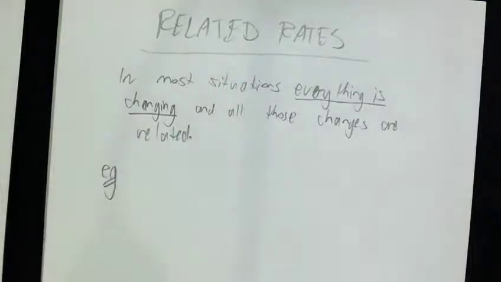When I did related rates at school, I remember very clearly this example of a balloon that is blowing up, and it's a sphere, and we were supposed to be interested in the rate of change of the volume compared to the rate of change of the surface area. And you had an example like that in your lecture notes, but it was a cube. So in most situations, everything is changing and all those changes are related to each other.